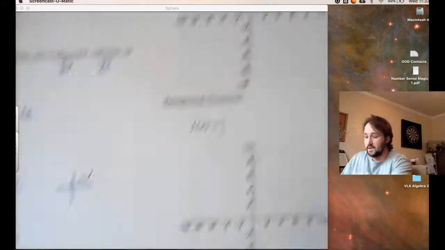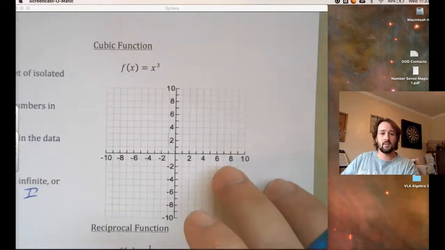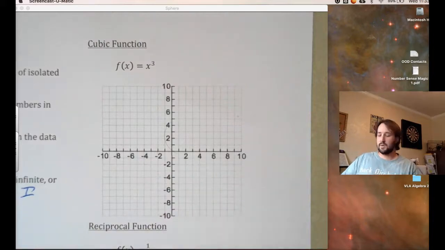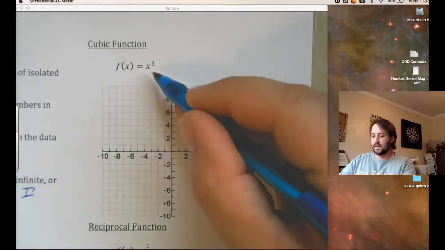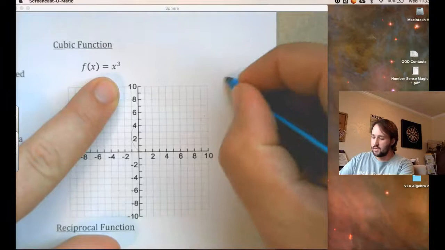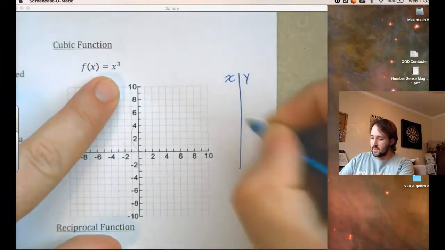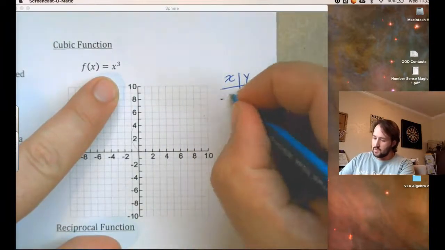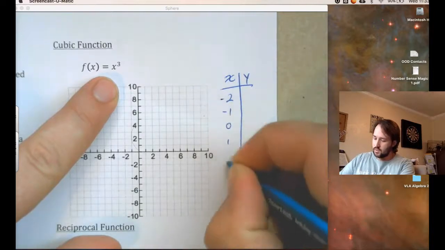All right, moving on. So the next thing we're going to talk about is something we call parent functions. Parent functions are just the most basic form of the functions. So if I want to graph y equals x to the third, if it helps you, make a little t-chart off to the side here. I'm going to go from negative 2, negative 1, 0, 1, 2.